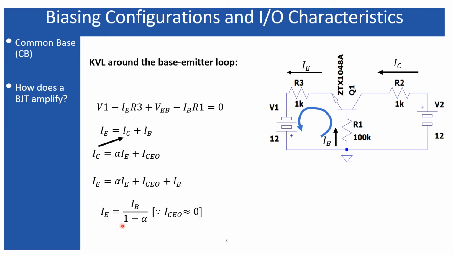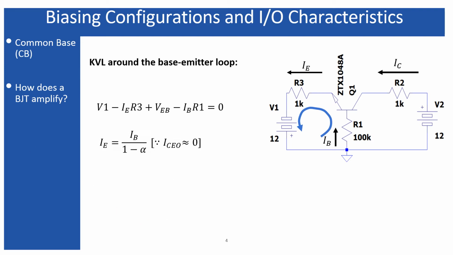So IE is equal to IB divided by 1 minus this alpha factor. Now from here you can see that as the alpha goes close to unity, the IE goes high. So right now we have these two equations. Now in these two equations, other than this IE, IB and VEB, all other terms are external to the system.